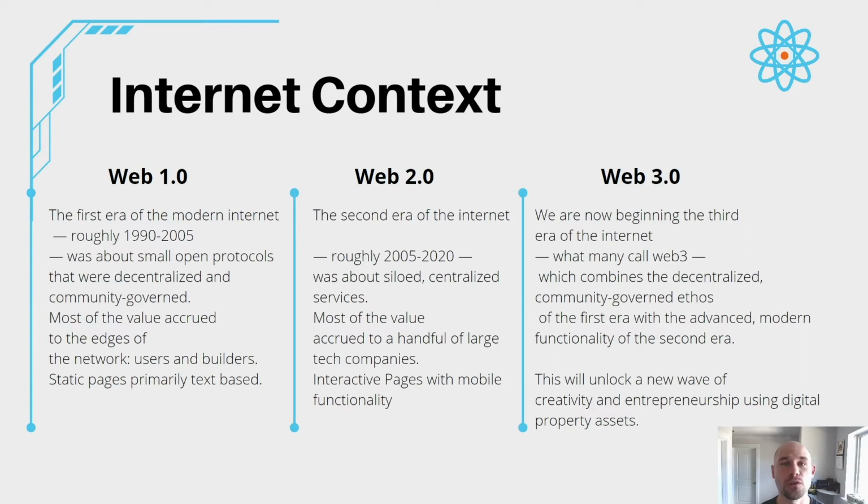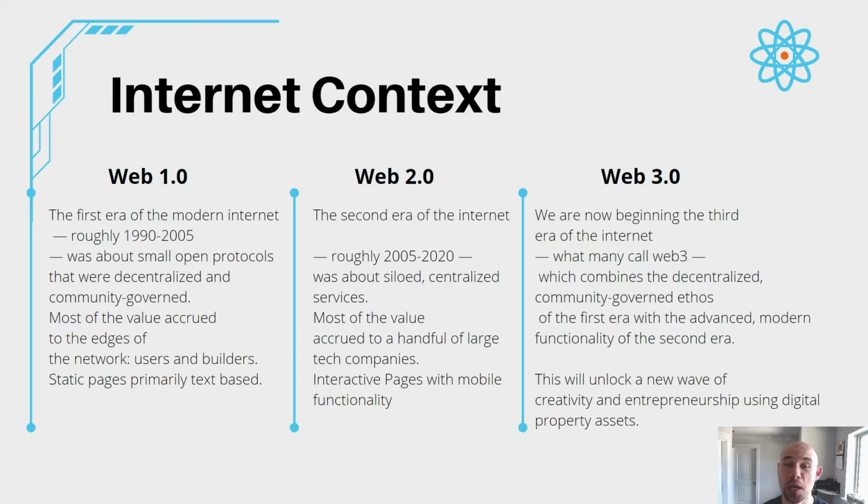So first and foremost, for some context, Web 1.0 was the first era of the modern internet, roughly 1990 to 2005. It was about small open protocols that were decentralized and community governed, a small group of nodes and some geeks who like computer science who set up networks. It actually started way before 1990, I should say, but it didn't get popular until 1990. Most of the value accrued to the edges of the network for users and builders, and primarily it was static pages and text-based web queries and servers that you would go to.